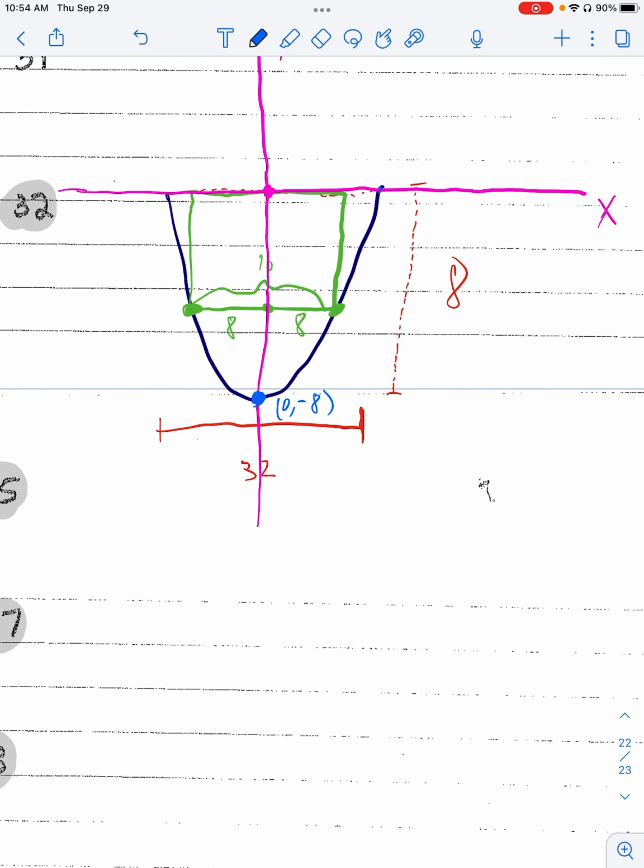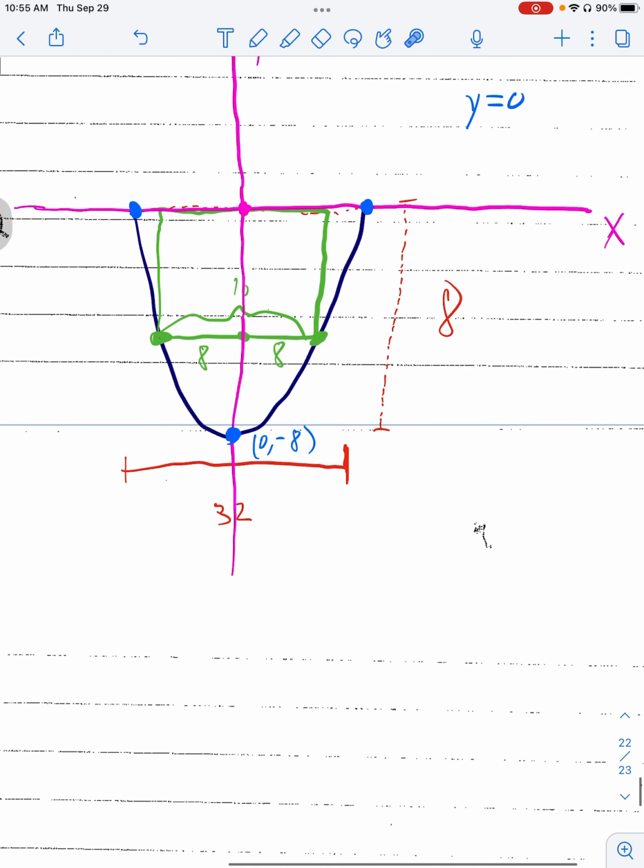Now I want to label my x-intercepts. The x-intercept is the point on the parabola where y equals 0, so what I'm actually marking on this graph are the zeros of this quadratic equation. I'm marking the x-intercepts of this parabola, which are the zeros, the x values that make my quadratic equation for this parabola equal to 0.